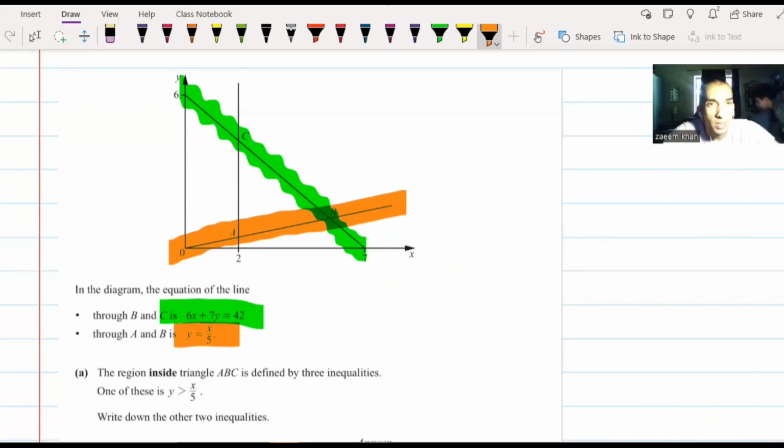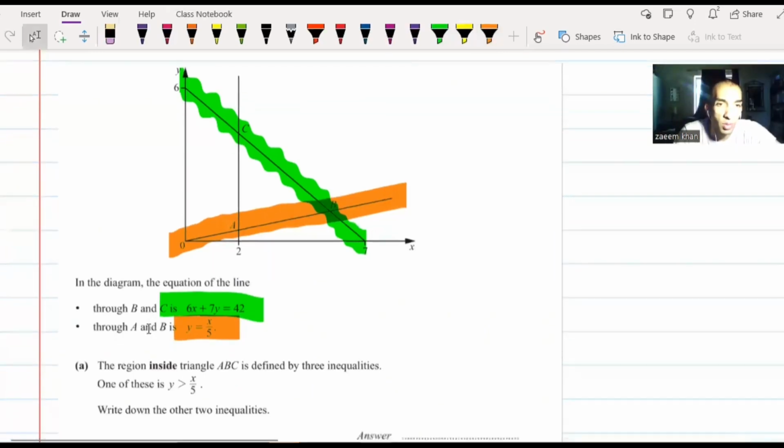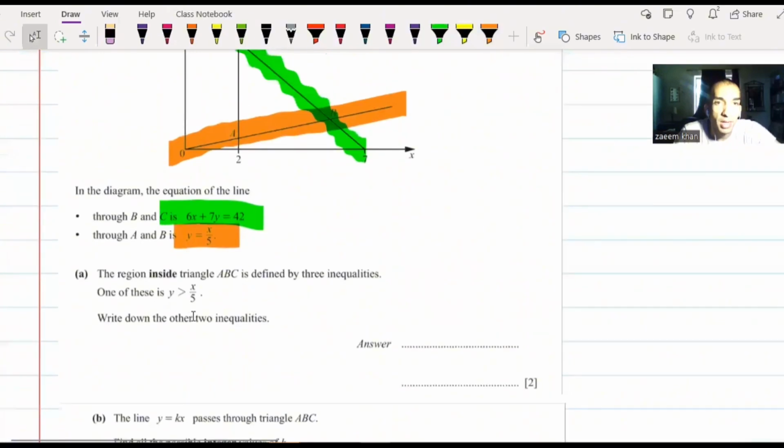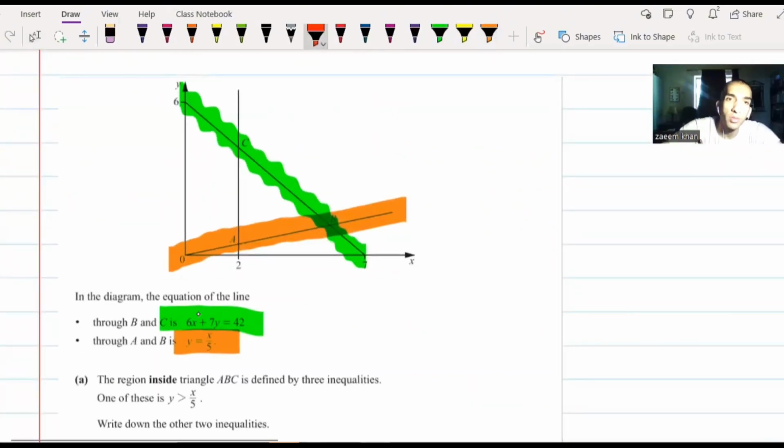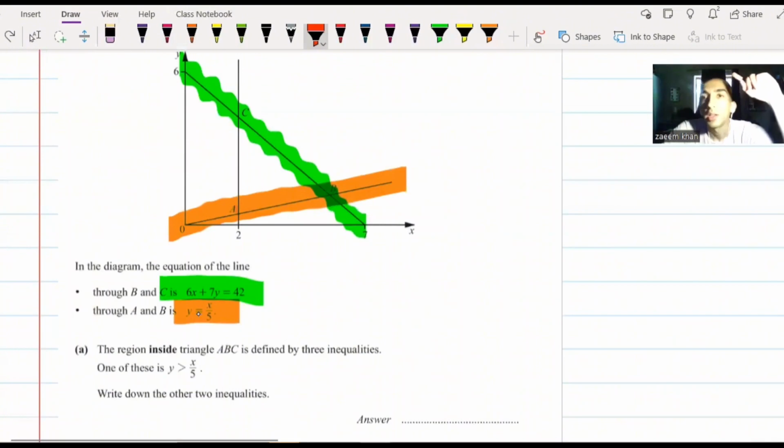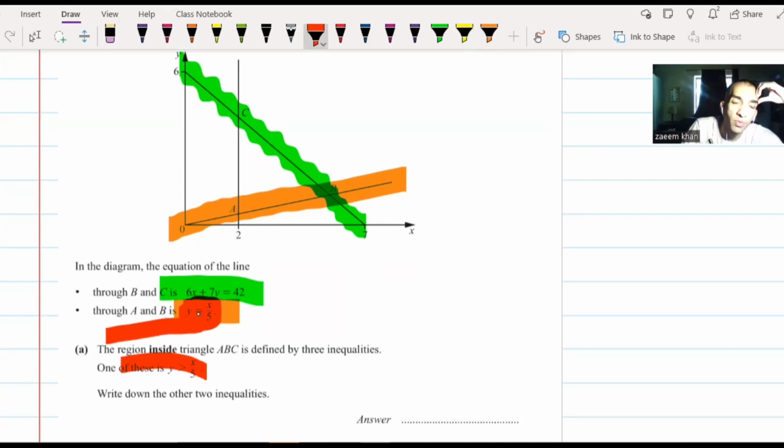The question still hasn't started though. The official question starts over here. The region inside triangle ABC, what triangle are they referring to? This triangle, which hasn't been closed off yet. Triangle ABC is defined by 3 inequalities. An inequality is supposed to have a greater than or less than sign. Currently, we only have is equal to signs. And they've even given you the first answer. Instead of writing y is equal to x over 5, one way that you can define this region is saying y is, sorry, just greater than x over 5.